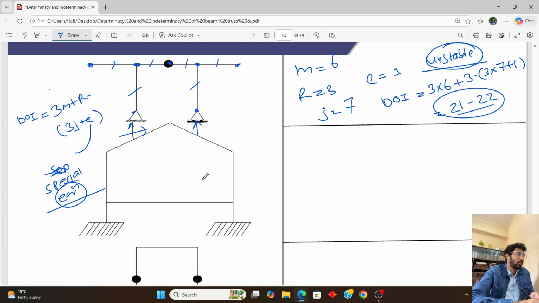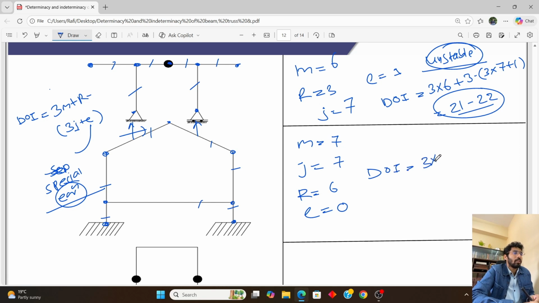If we look at this next one, we will see that there are a total of 1, 2, 3, 4, 5, 6, 7 bars. The joints will be 1, 2, 3, 4, 5, 6, 7. There are 7 joints, and the number of unknown reactions will be 6. Why 6? Because there are two fixed supports, and one fixed support gives 3 unknown reactions. Okay, so the value of E will be 0. So the degree of indeterminacy will be 3 into 7 plus 6 minus 3 into 7. It will be 6 degrees of indeterminacy.